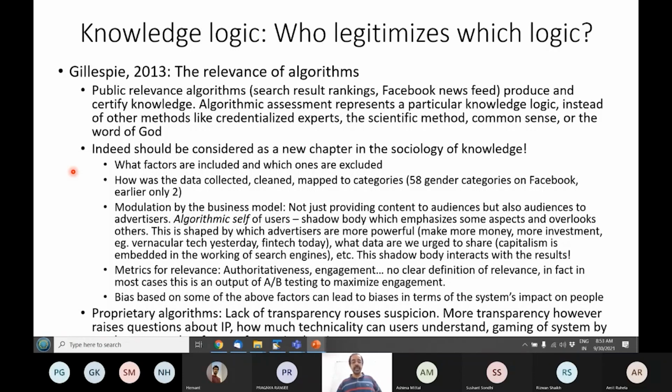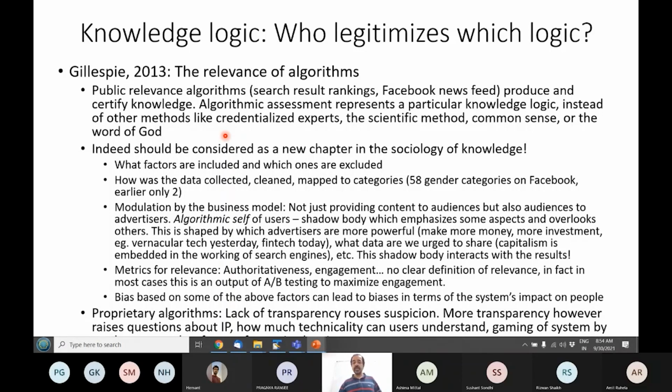He says that this is introducing a new knowledge logic. As opposed to earlier, when you would attribute knowledge to what credentialized experts would say, or what the scientific method would say, or common sense, or the word of God, right now he says that knowledge produced by algorithms is being elevated to an extent that it's countering other forms of knowledge that we have considered important so far. He therefore takes a critical look at that: if this becomes more and more accepted, then algorithms would end up managing even the meaning that people attach to many different aspects of society.